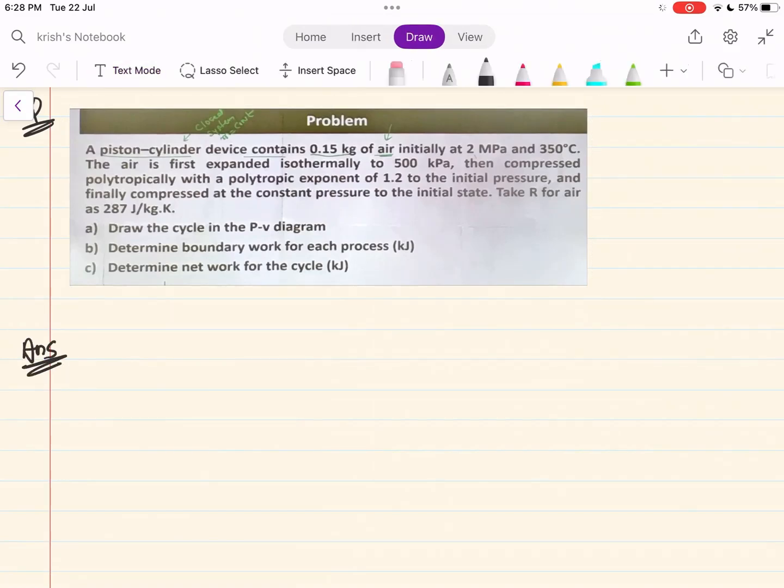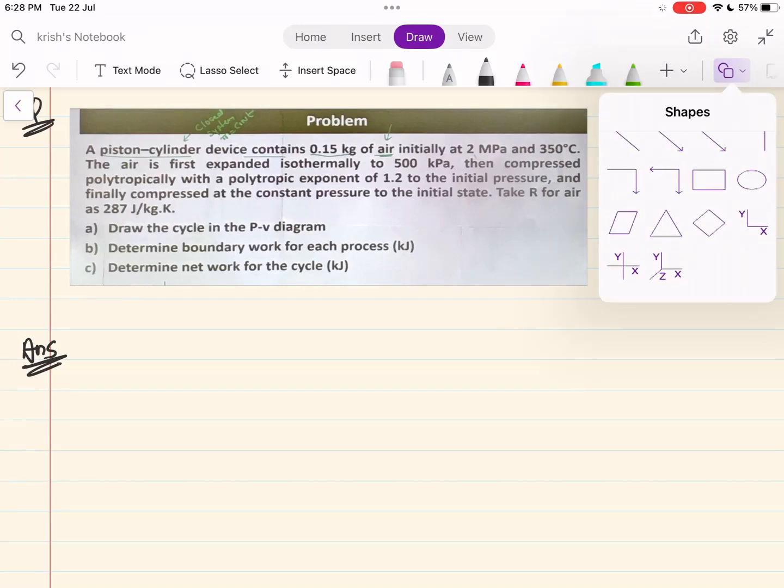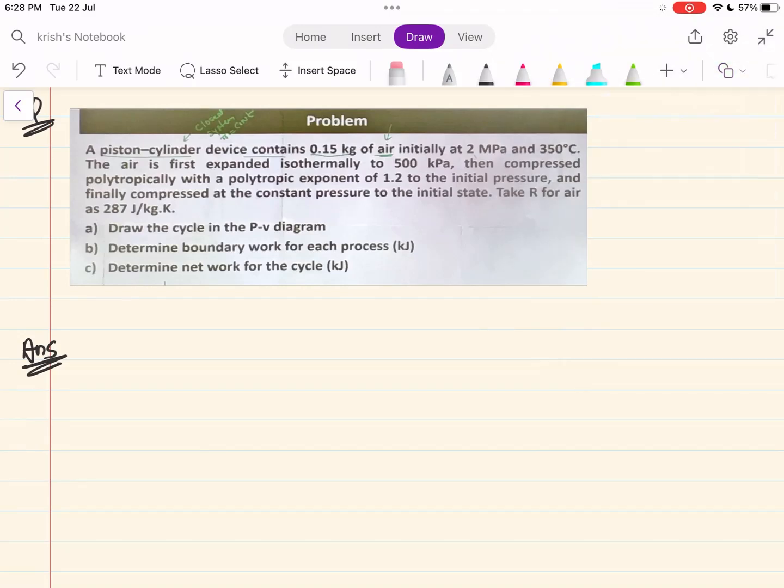Let's go through the question. A piston cylinder device contains 0.15 kg of air initially at 2 megapascal and 350 degrees Celsius. Okay, let us draw our piston cylinder device.